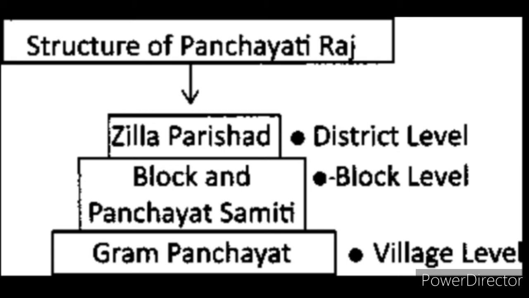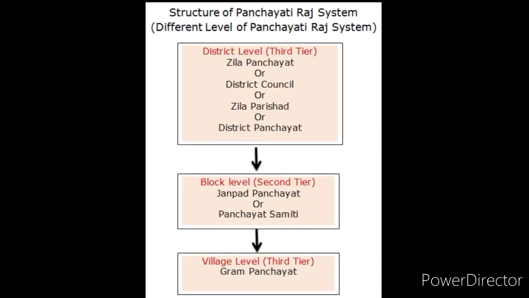Children, the Panchayati Raj system is the lowest level of the democratic government, and it follows the three-tier Panchayat system that we have already discussed in the previous part. The Panchayati Raj system works at three levels: the Gram Panchayat at the village level, the Panchayat Samiti at the block level, and the Jilla Parishad at the district level. So we follow a three-tier Panchayati Raj system.